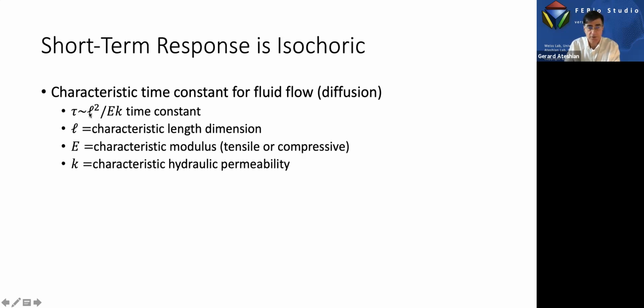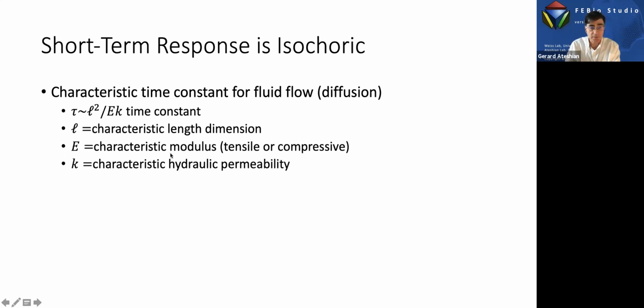The characteristic length is the distance that the fluid has to travel from the high pressure to low pressure. So in confined compression, it's the thickness of the sample, because the longest distance the fluid has to travel is from the bottom of the sample to the surface. But in unconfined compression, it's the radius, because the fluid is traveling in the radial direction.